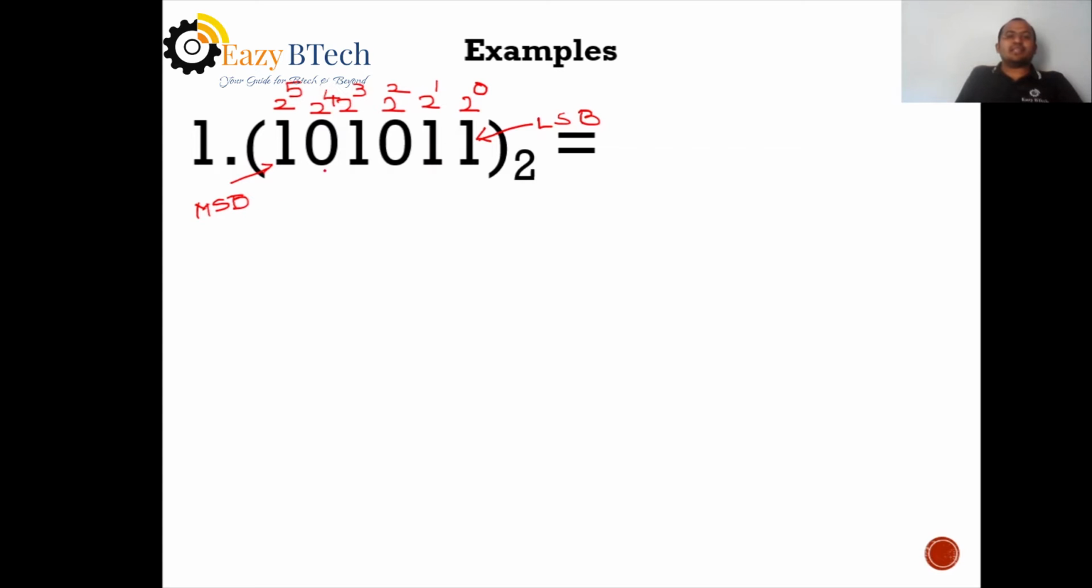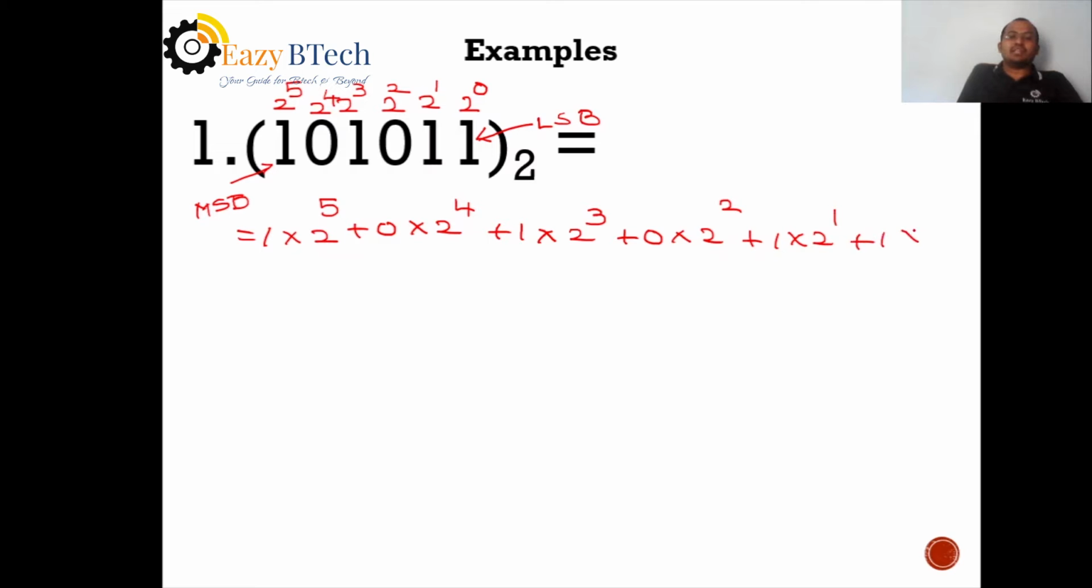So how then? Sum all those values. So this will be 1 into 2 power 5 plus 0 into 2 power 4 plus 1 into 2 power 3 plus 0 into 2 power 2 plus 1 into 2 power 1 plus 1 into 2 power 0.